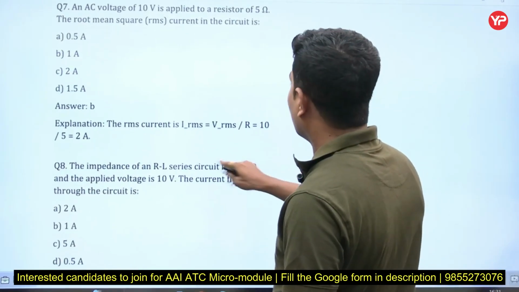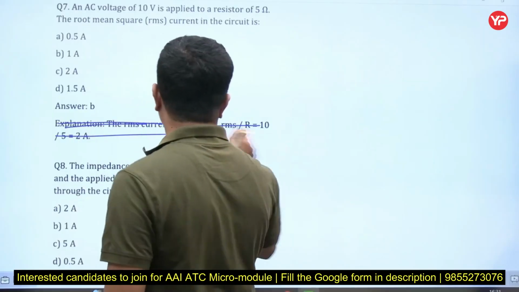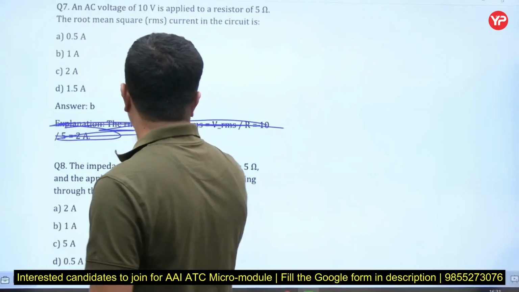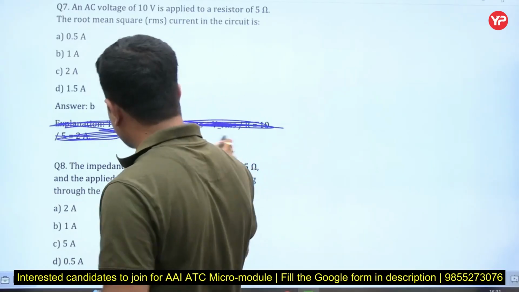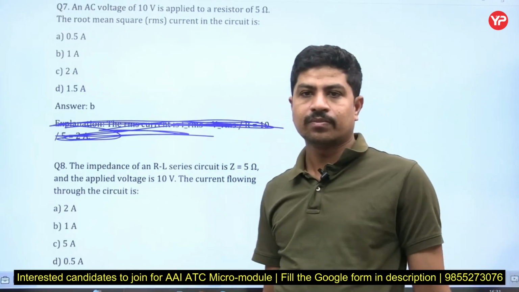Do not look at this solution, please. This explanation we are least bothered about. We have our own explanation. This explanation is typed for the students who want this document, right?